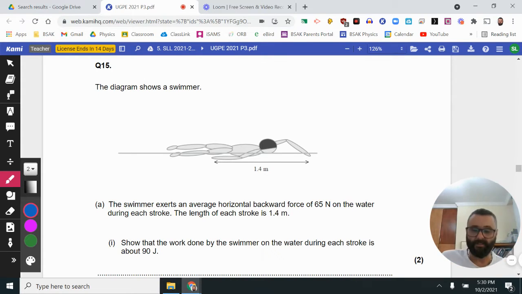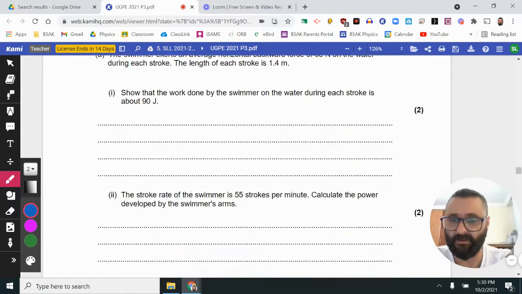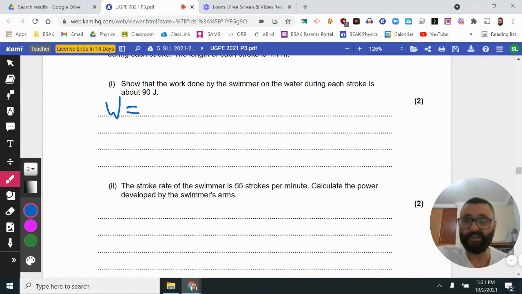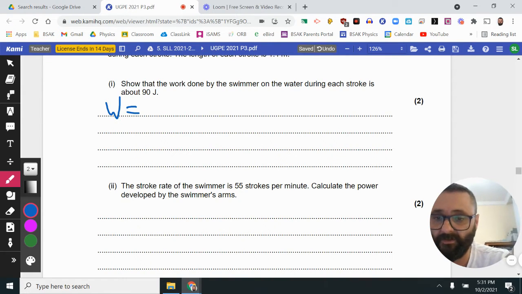Right, question 15, the swimmer one. Okay, it starts off very easy. You're never going to see anything as easy as this, or easier than this, in a real A level. But anyway, work done equals force times distance.